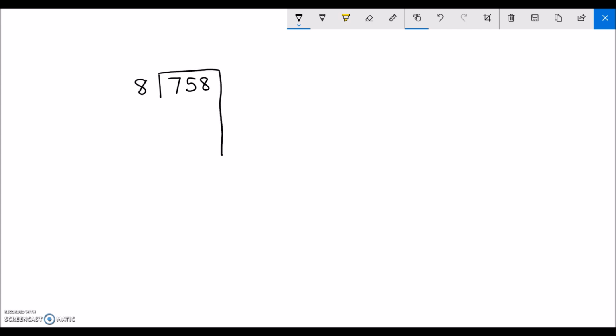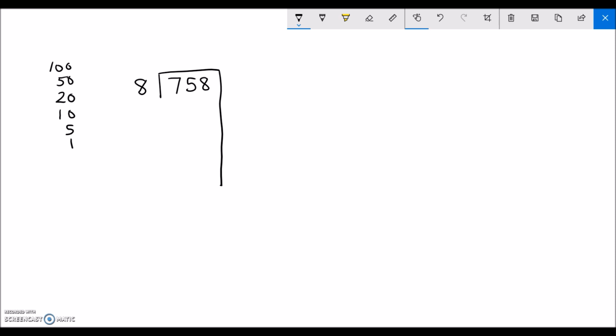So I'm going to draw my line to show that I'm using a different algorithm. If it helps, I can write my amounts of bills over here that I might think about. And I might begin by thinking, can I give everybody $100? Well, if I have 8 people to share my $758 with, I can't give everybody $100, but I could give everybody $50. So I'm going to start there.